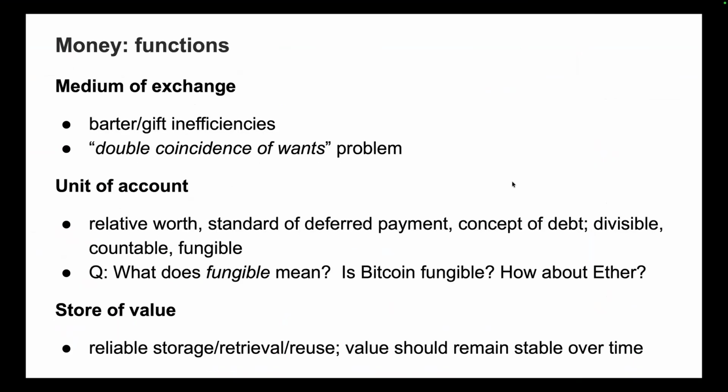So there are 3 main functions that money plays. The first function is that it is a medium of exchange. It facilitates an exchange of some value between 2 people or 2 institutions or between 2 participants. So with barter, there are certain inefficiencies. Like if I have a cow and I need bread, I need to find a baker who needs a cow, right? Because otherwise I cannot get bread. So this is called double coincidence of wants.